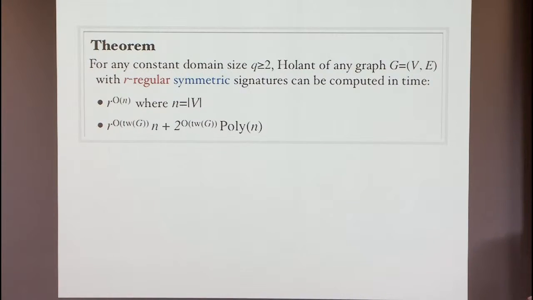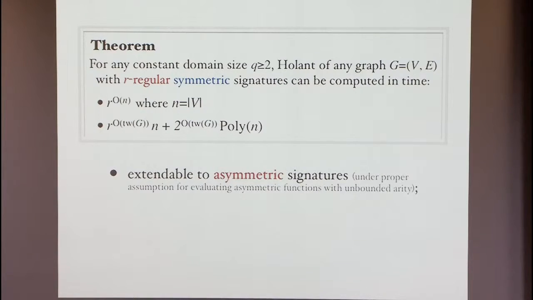In our previous work, the base of the time bound was 2^R, and now we improve it exponentially to R. We believe this is essentially tight in general, assuming the exponential time hypothesis. And we extend this result to asymmetric signatures. But for asymmetric signatures with unbounded degree, we must be careful because it can be uncomputable, so we make certain assumptions about that.